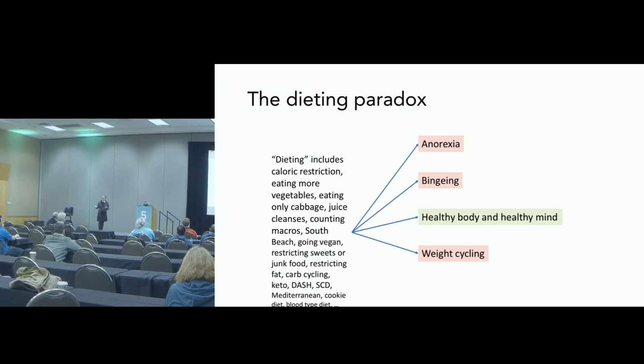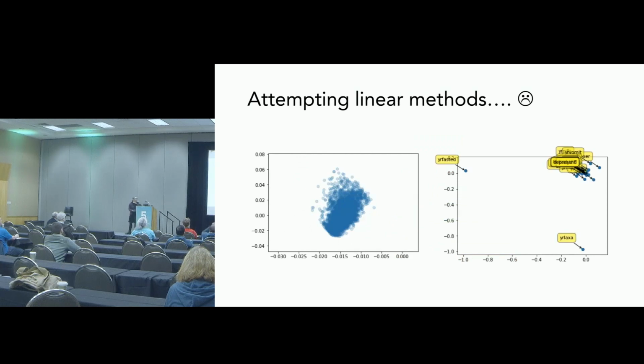For some people, it works really well. Why does it work for some people, and why does it actually make some people's lives worse? That's what we're trying to figure out. It's a big goal, but let's look at our data. We have these 4,000 students who filled out all this stuff, and linear methods just fail.